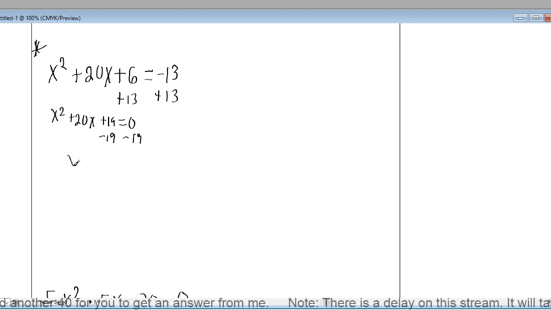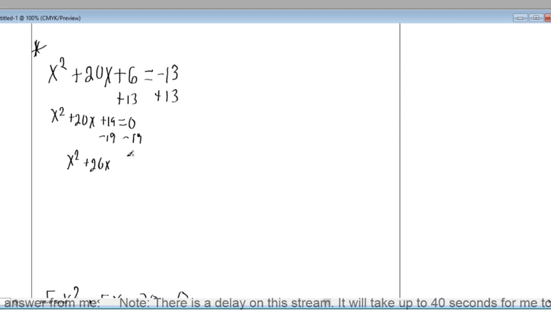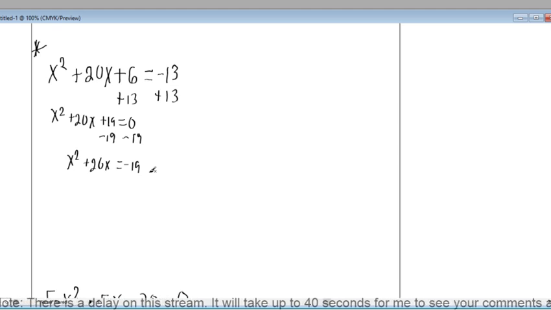Now we have x squared plus 20x equals negative 19. Okay, next step. We need to actually force this thing to be a perfect square trinomial.